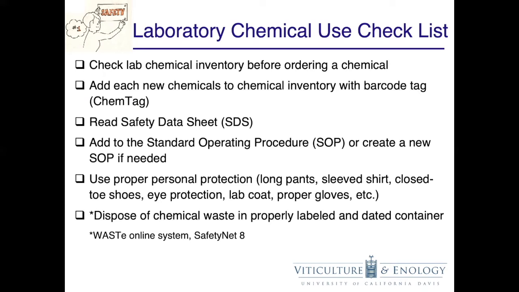Read the safety data sheet of the new chemical to determine the hazards. If it requires a standard operating procedure, add it to your lab's existing list or create a new one if necessary. Use proper personal protection. And finally, if you are disposing of the chemical or any waste, it must be disposed of properly and in a labeled and dated container. Safety Net 8 details guidelines of proper waste disposal. All chemicals and solutions, including water, must contain a label with a full chemical name and date and must be stored properly.